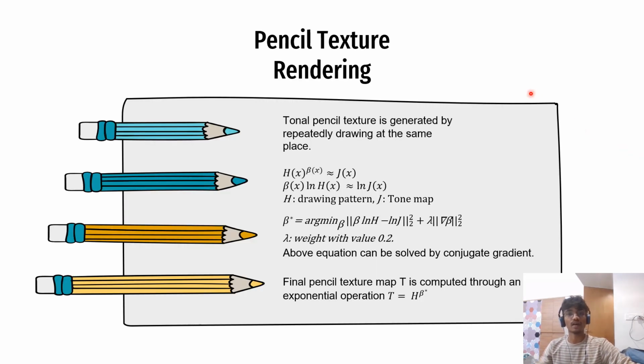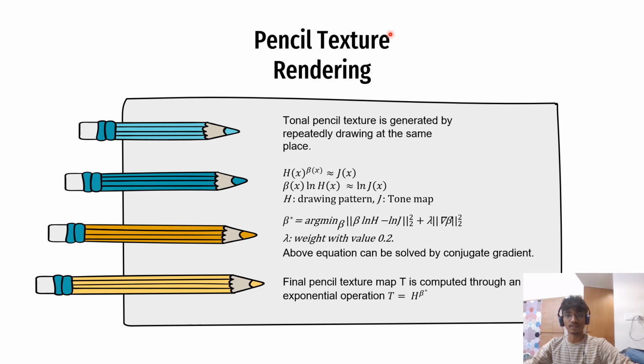So here we get the toned image for the input image that we had previously. Next we have pencil texture rendering. This technique is used to create realistic textures in graphic design and art. The initial process involves repeatedly drawing at the same place to generate tonal pencil texture, which is then layered to achieve depth and texture.